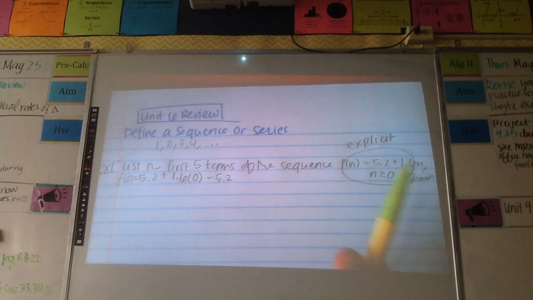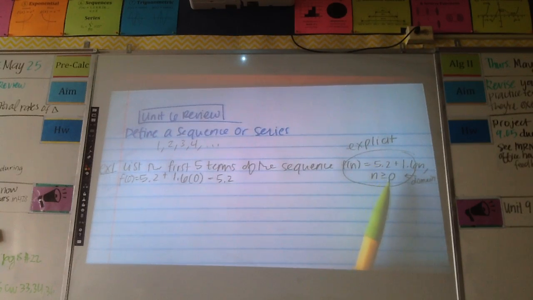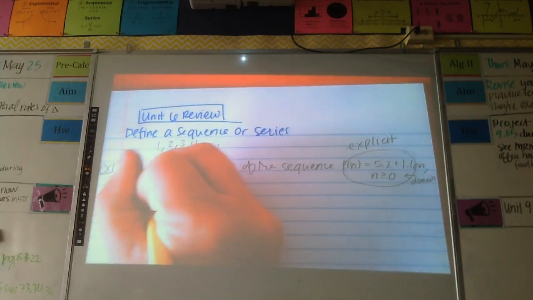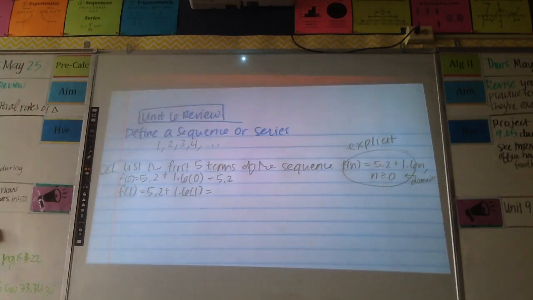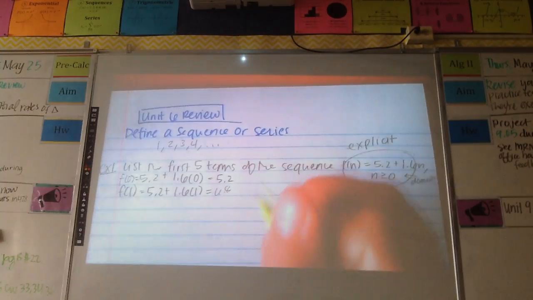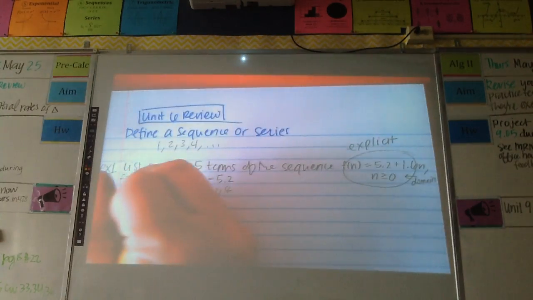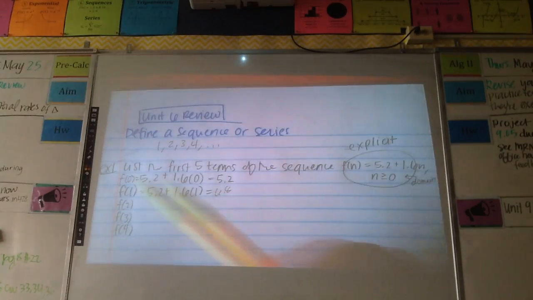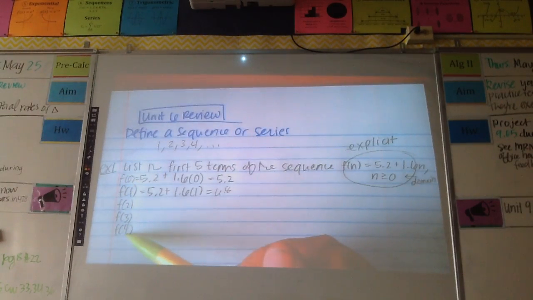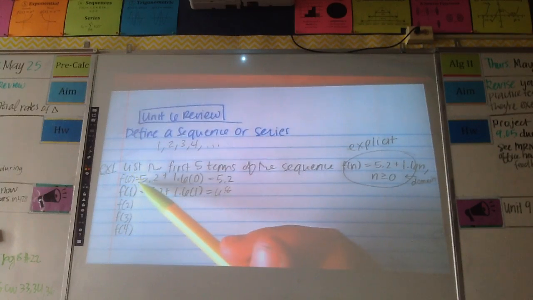The next term is going to be some n value greater than 0, since we already did the n value equal to 0. So f of 1 is 5.2 plus 1.6 times 1. So 5.2 plus 1.6 is 6.8. Now, of course, I'm going to find the next term, and the next term, and the next term until I have 1, 2, 3, 4, 5 terms, right? The initial term plus an additional 4 makes 5 terms.